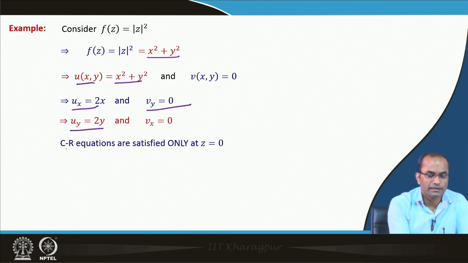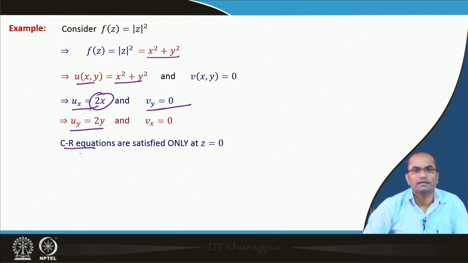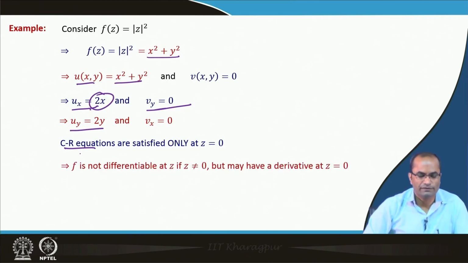So, again in the CR equations we can observe that u_x is equal to v_y. This is possible only when z equal to 0, and that is the only point. So, the CR equations are satisfied only at z equal to 0. So, the same situation as in the previous example, that the CR equations are satisfied only at the origin. So, here also we have the same situation. That means the function is nowhere analytic, but for differentiability we need to check using the fundamental definition of the derivative.